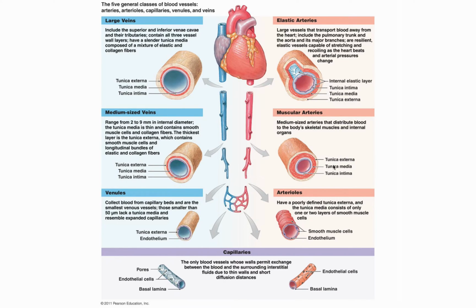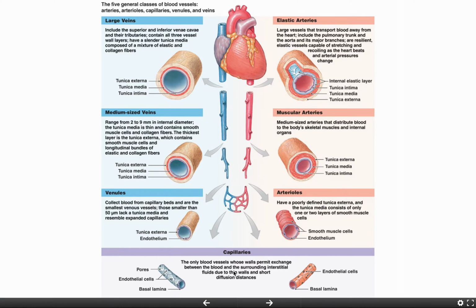Then we have muscular arteries. These are sometimes called distributing arteries. These distribute blood to the skeletal muscles and to organs. And then arterioles are the smallest arteries, and they lead to capillaries. Capillaries are the smallest blood vessels, and they are where nutrient exchange happens. So nutrient exchange happens in these capillaries. Then they lead to venules. The venules collect blood from the capillaries and lead to the veins. And the veins bring blood back to the heart.